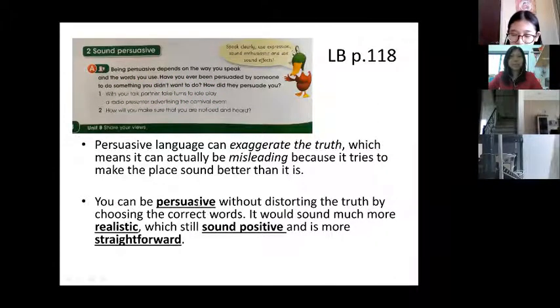And then you can be persuasive without distorting the truth. Distorting the truth could mean changing the truth, okay? Bending the truth. Changing a little bit, that's changing the truth or distorting the truth. But you can be persuasive without distorting the truth by choosing the correct words. It would sound much more realistic, which still sounds positive and is more straightforward. Because sometimes, when you're being persuasive, you really try to make things sound very, very good, amazing. Whereas in reality, it's not. And that's not a good way of being persuasive.